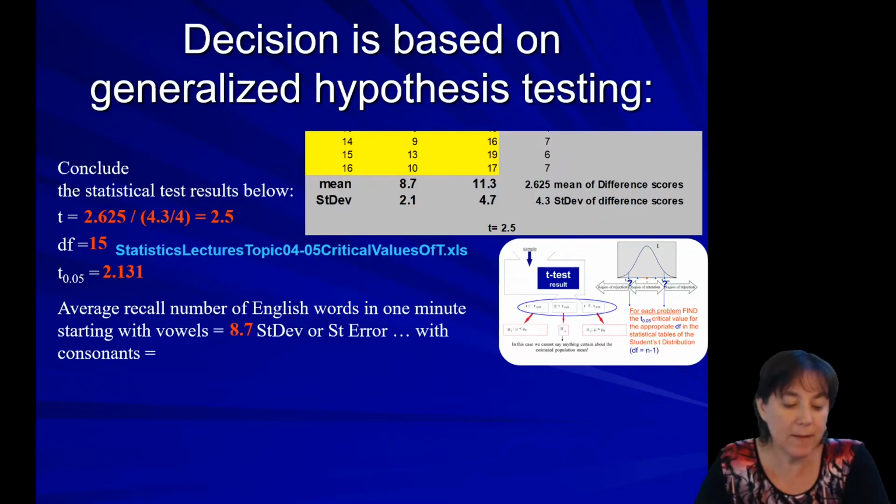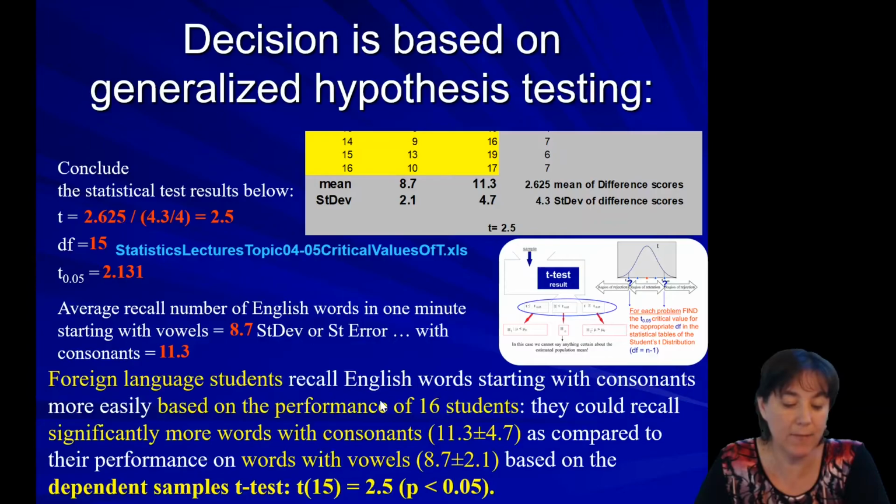So these are the average recall numbers for the vowels and the consonants. So which was easier? Consonants. Probably there are more words with consonants. You also have to report the standard deviation and other important details, which is summarized here in yellow.